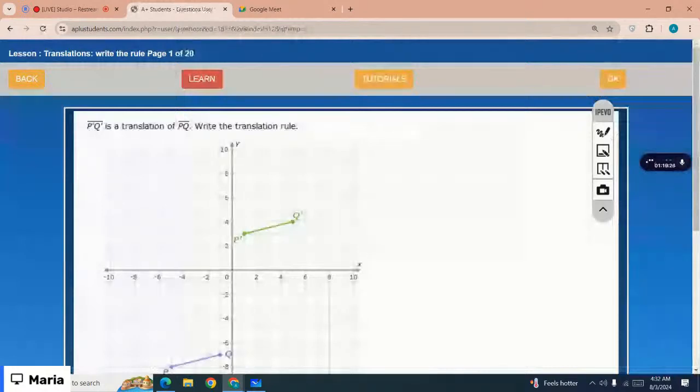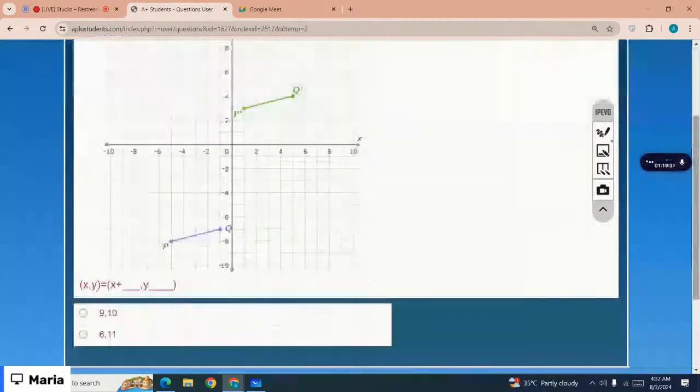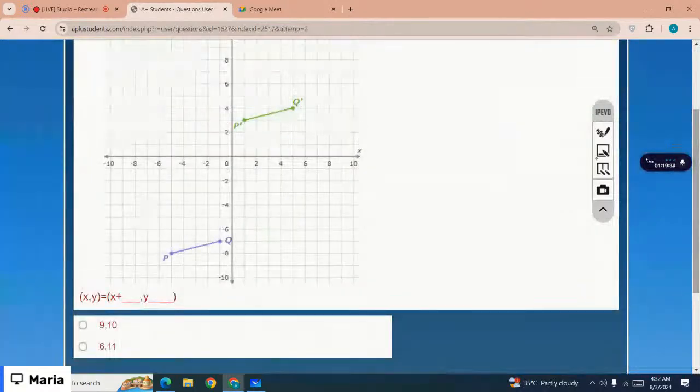Okay, P dash Q dash is the translation of PQ. Write the translation rule. Okay, so from P to here, you moved 5 and 1, 6, right? So option number 2 is the correct option. That would be 6 and 11. Option number 2 is the correct option.